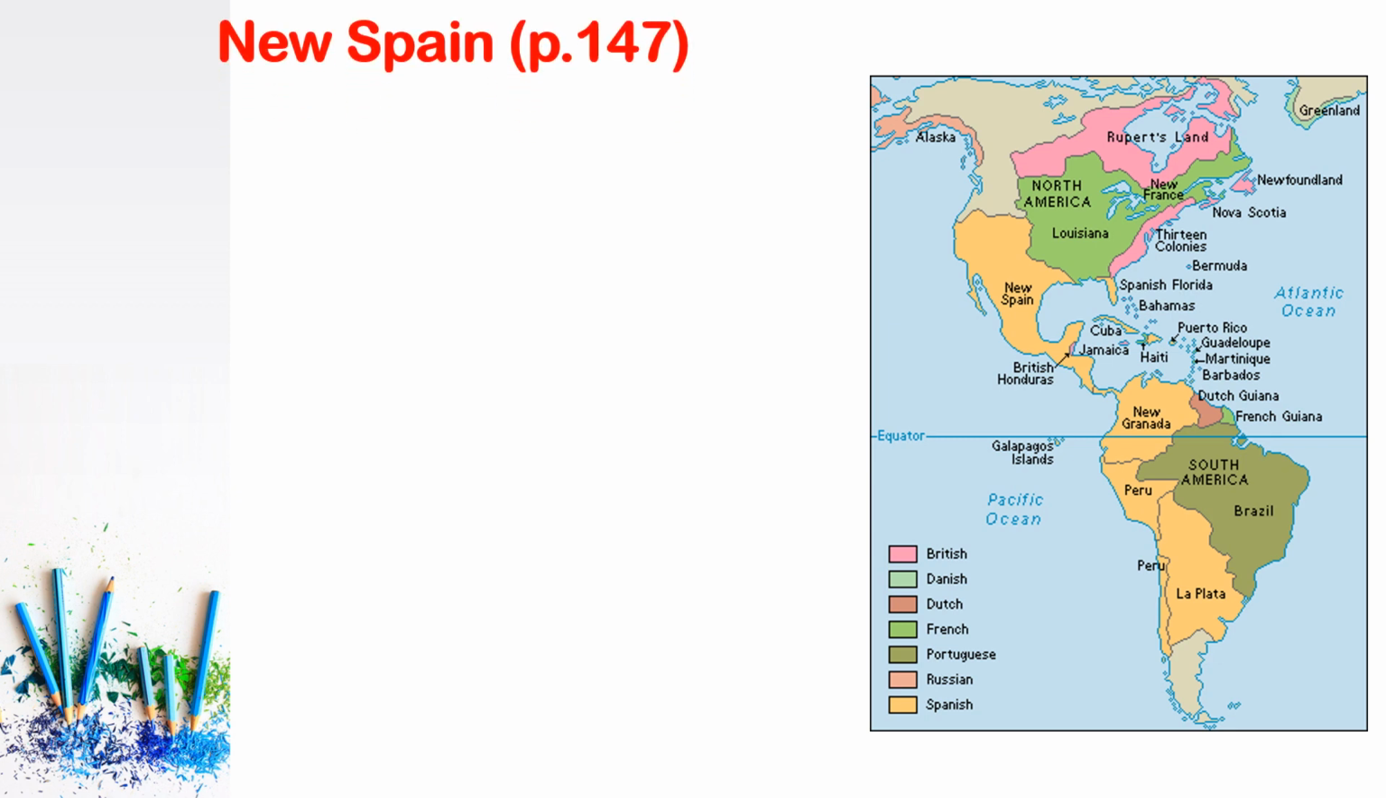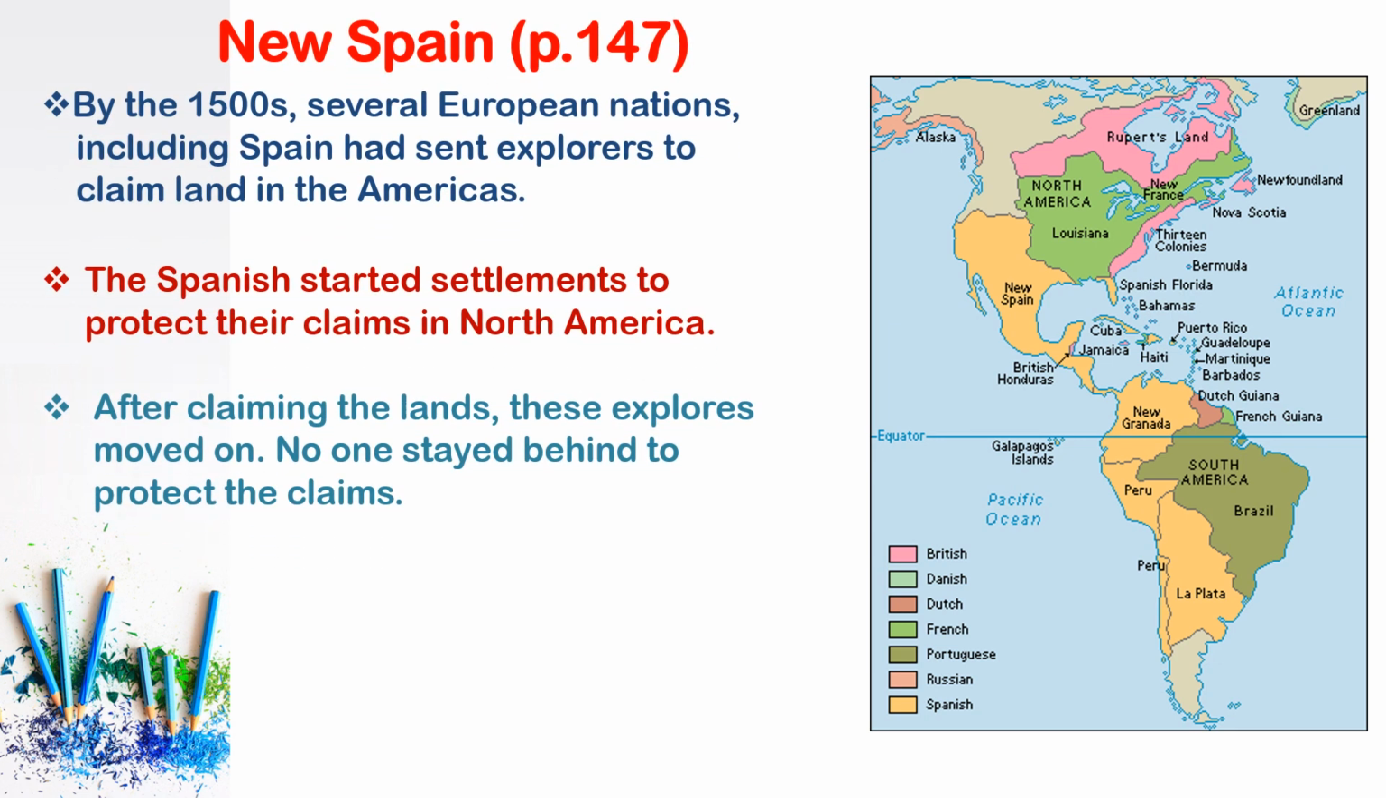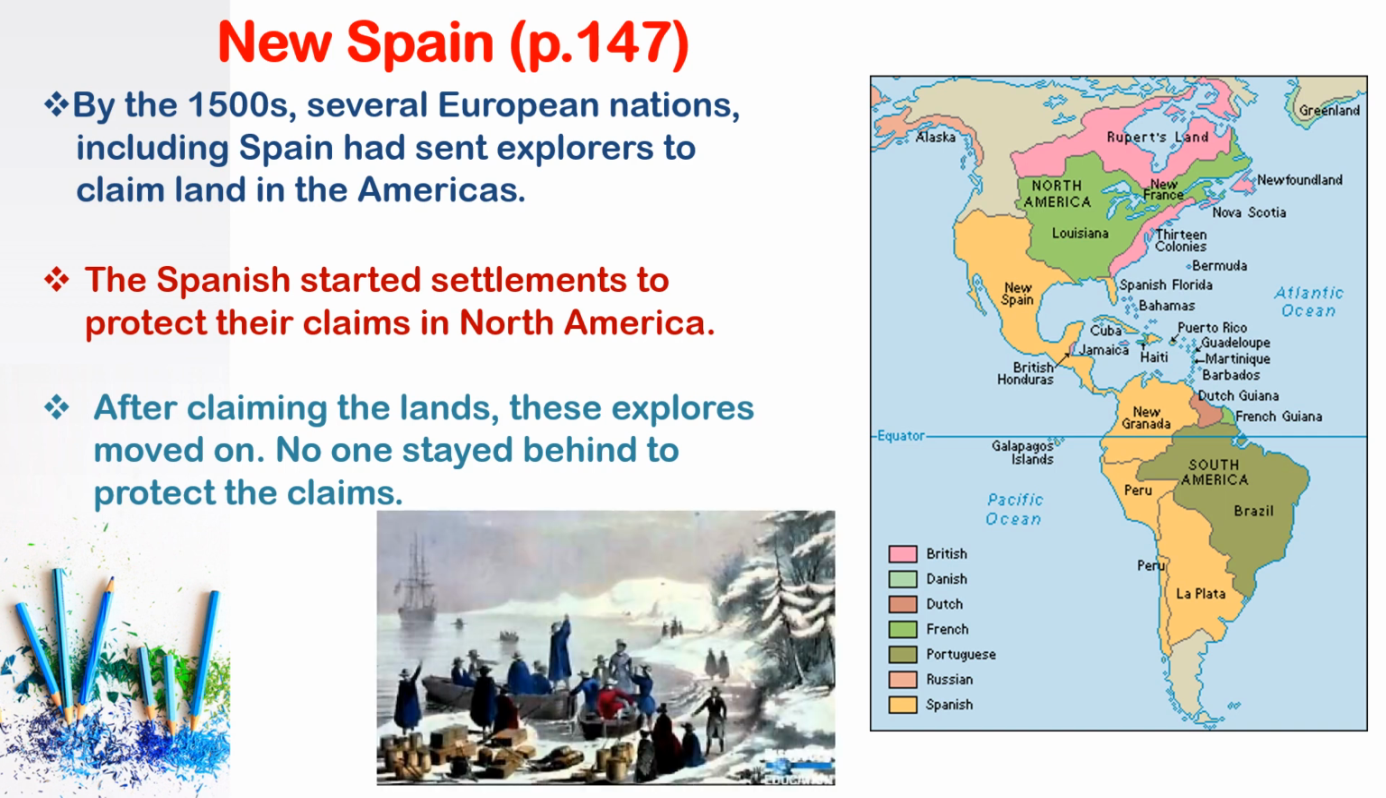Now students, let's find out about New Spain. By the 1500s, several European nations, including Spain, had sent explorers to claim land in the Americas. They knew little about the lands they were claiming, and after claiming the lands, grade 5, these explorers moved on and no one stayed behind to protect the claims. Study the map, grade 5, and you can see that there are several colonies in the Americas, and it shows that Spain had already claimed large parts of the Americas.